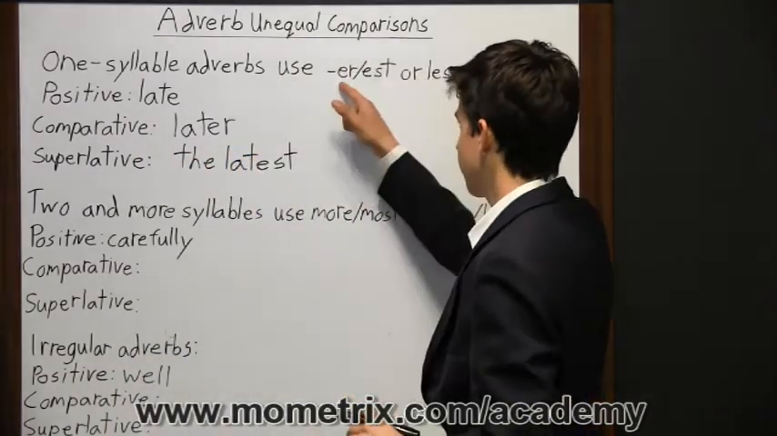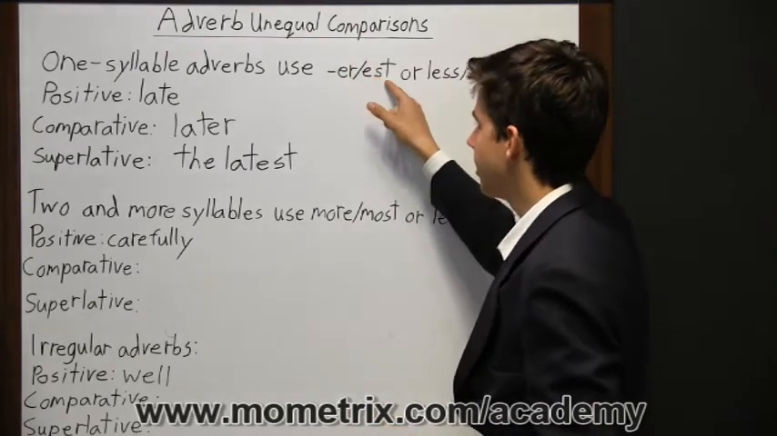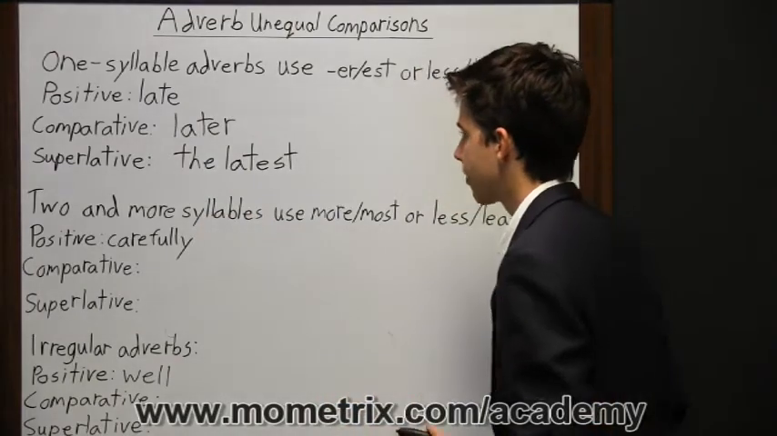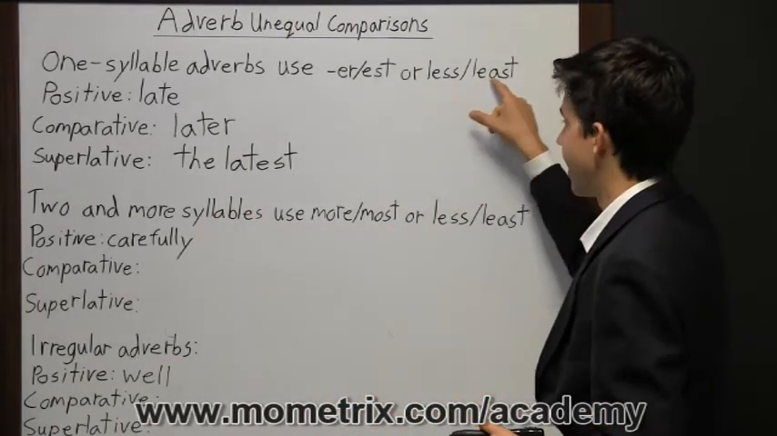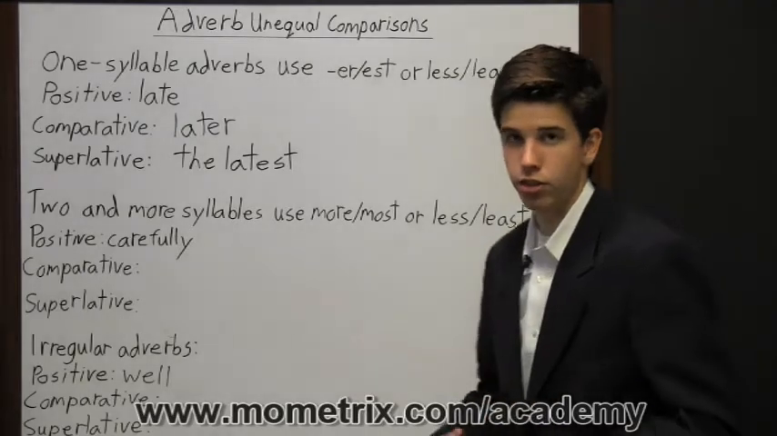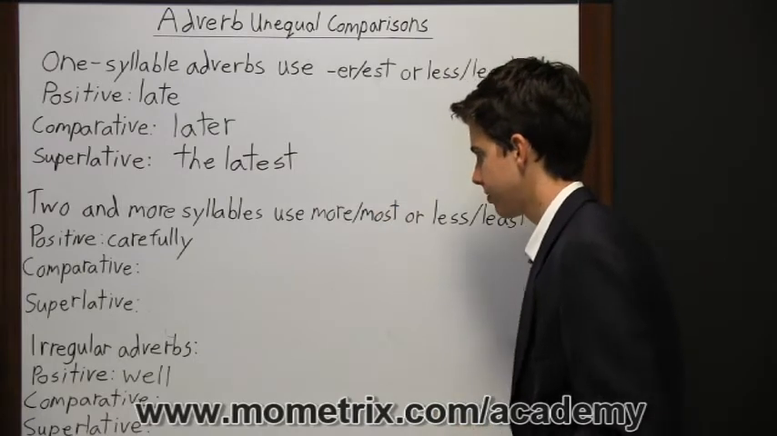So we're just adding these suffixes, and really in later we're just adding r, and in latest we're just adding st because we already had e from late. Now to look at this in a more negative sense, you could use the words less or least. So you could refer to one person as being less late and another person as being the least late.